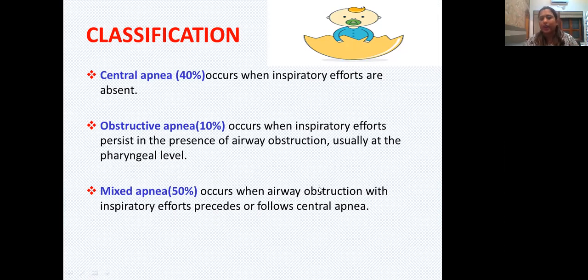Okay, so what are these types of apnea? Central apnea is seen in around 40% of the babies. It occurs when the inspiratory efforts itself are absent.